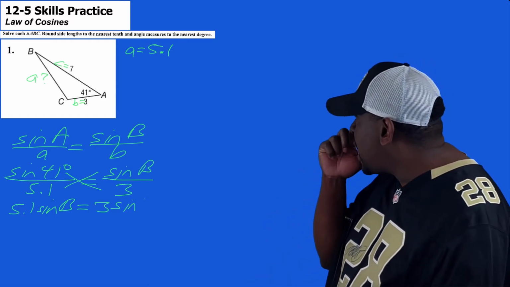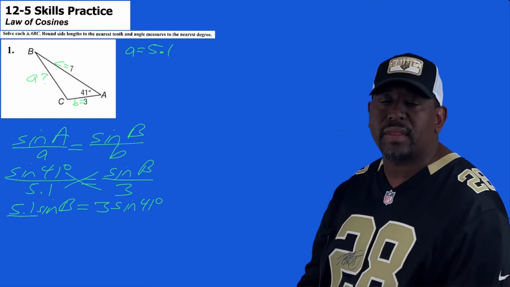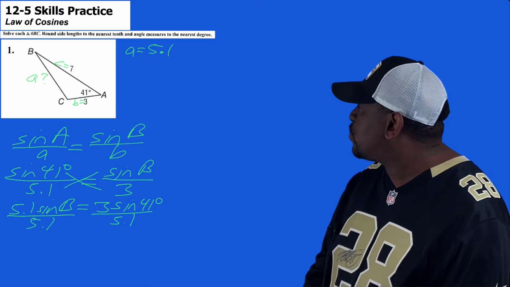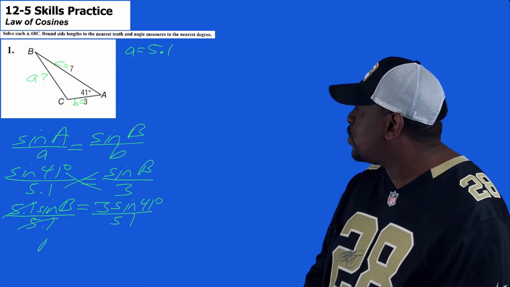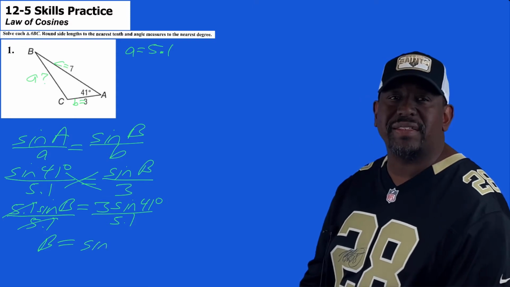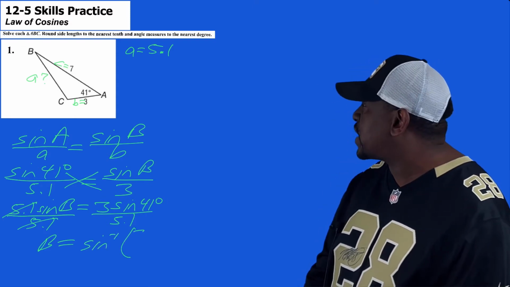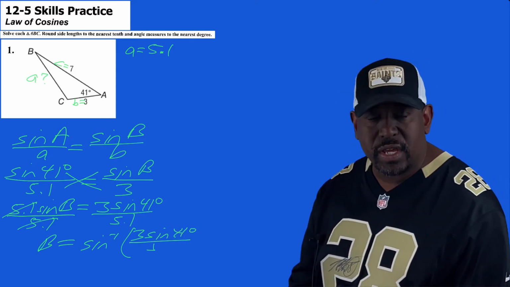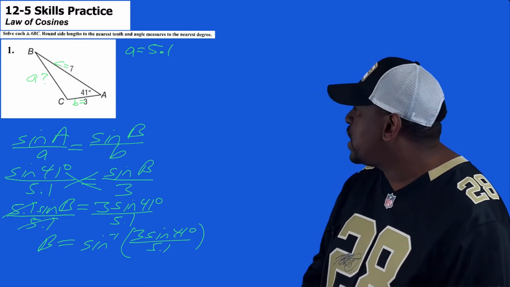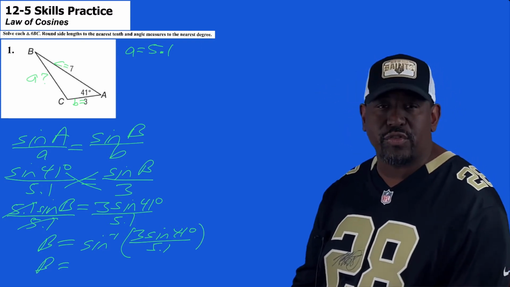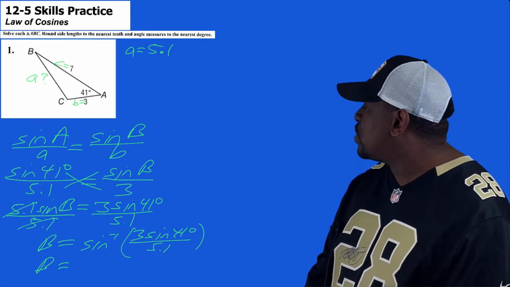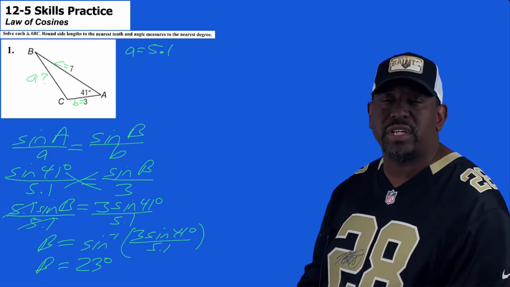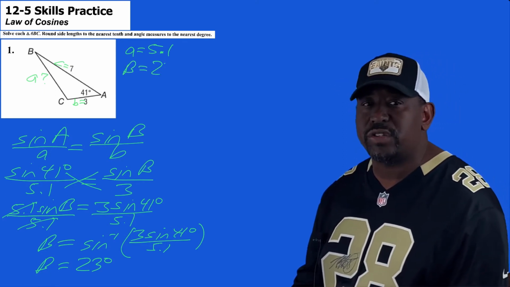We divide both sides by 5.1, which gives us sine B equal to the quantity 3 times sine of 41 degrees over 5.1. We solve for B by taking the inverse sine of that quantity, 3 times sine of 41 degrees over 5.1. We plug that into the calculator and round our angle to the nearest degree. So get your calculators out. The MathMan has figured it out to be 23 degrees. So angle B is 23 degrees.